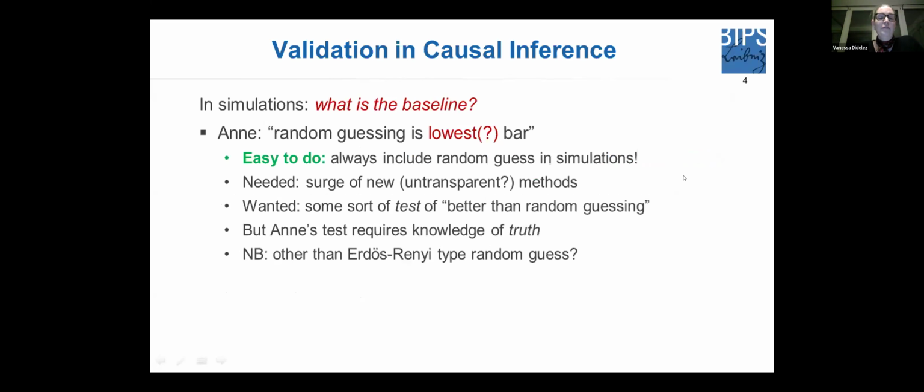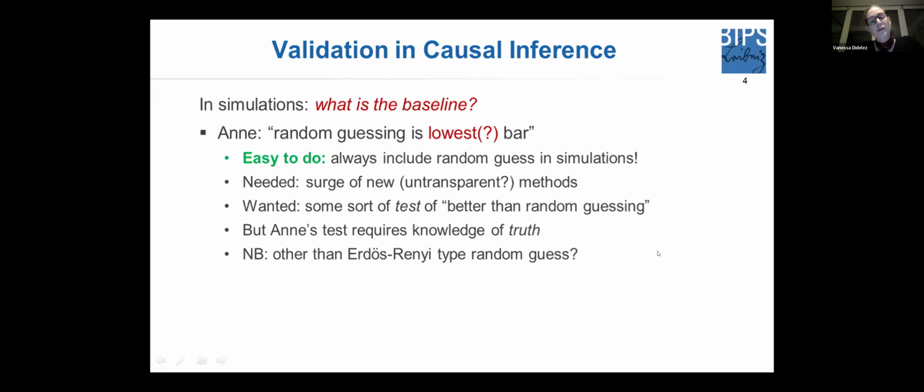So what we use is simulations, and that's what Anna showed us in simulations. And what Anna proposes is a baseline. Random guessing is probably the lowest bar, but this is easy to do. And I had the same question as one of the questions in the audience: why don't we always just do this? It seems obvious, it's easy to include in simulations. And you might also choose your own definition of what you think random guessing is. And it's also urgently needed because there's a surge of new, not always very transparent methods around that maybe need to be checked against this very low bar.